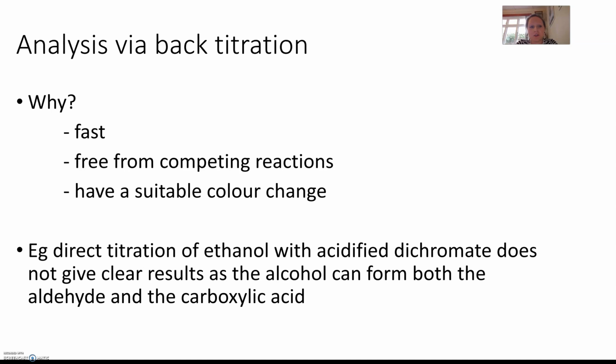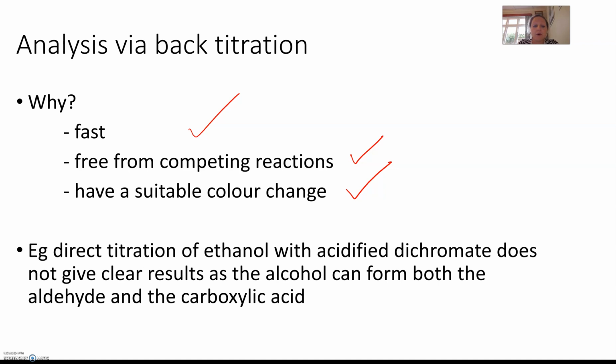So we're just going to jump straight into it. Why do we do a back titration first of all? Back titrations are nice and fast. They avoid competing reactions happening, and they show a really nice endpoint, which makes the color changes really nice so that we can see the endpoint better.